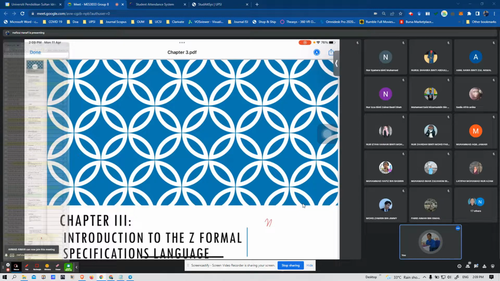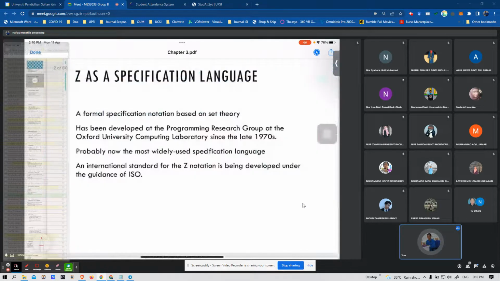Okay, for this one, it's normally said as Z notation, ZED. Z notation, or Z as a specification language, is a formal specification language that has been used for describing and modeling computer systems.